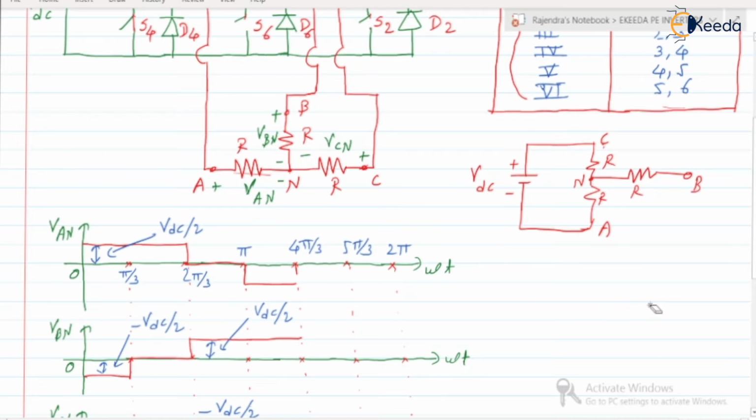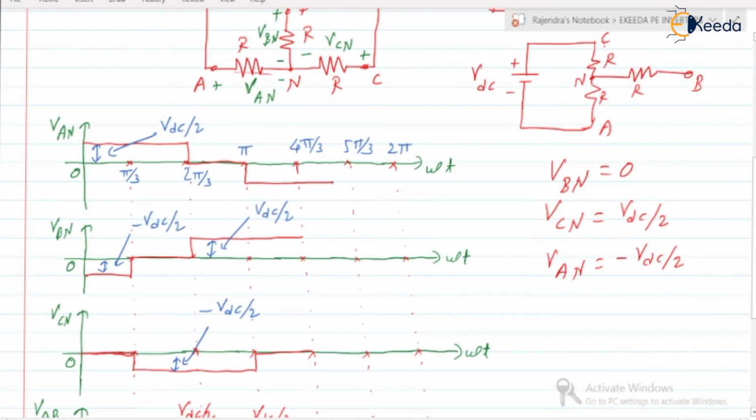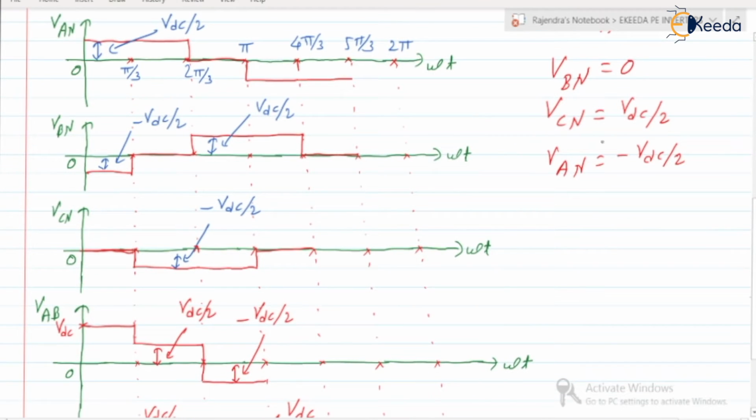From the circuit, VBN is 0 because it is open. VCN is positive, it is VDC by 2. VAN is minus VDC by 2. So during the fifth interval, VAN is minus VDC by 2, VBN is 0, and VCN is plus VDC by 2. This pulse is of VDC by 2 magnitude.